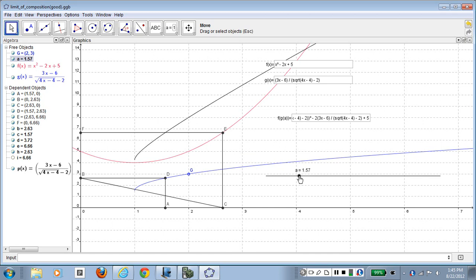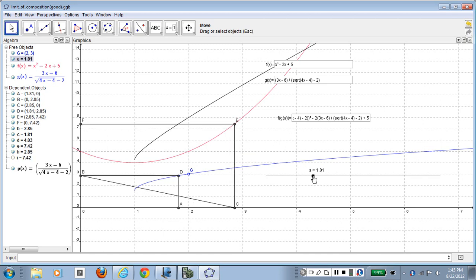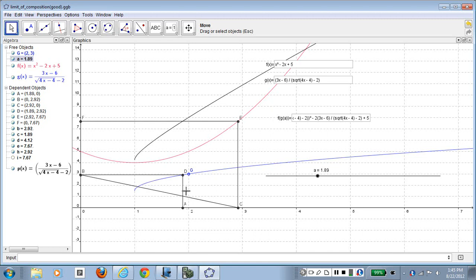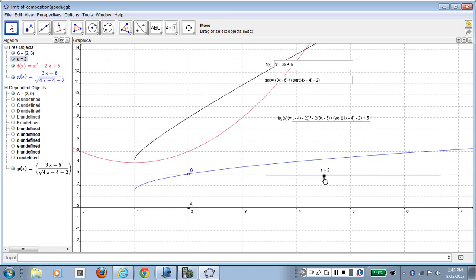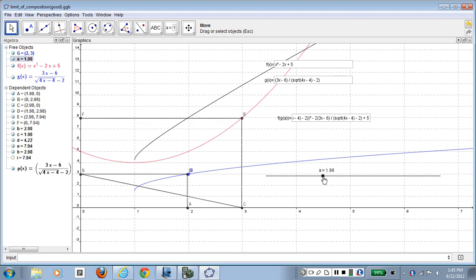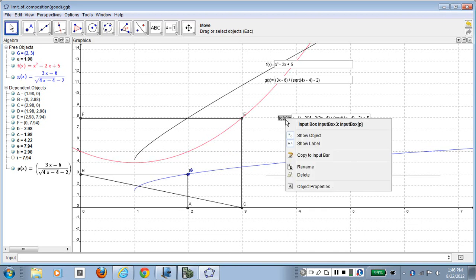As we let a get closer and closer to 2, what's happening is the blue function is giving us values closer and closer to 3, and then for values closer and closer to 3, the red function is giving us values closer and closer to 8. So when it gets to 2, it's going to disappear. Yep, there it's gone, because the blue function is not defined at 2. It's undefined at 2, but as x gets really close to 2, it's getting really close to 3. So we can evaluate the red function, the polynomial function, at 3.